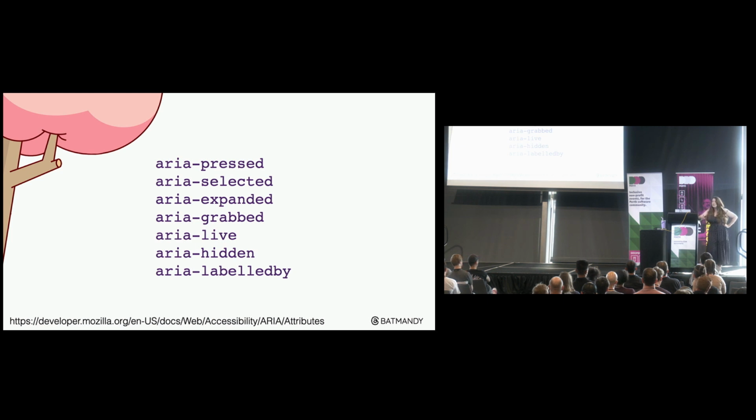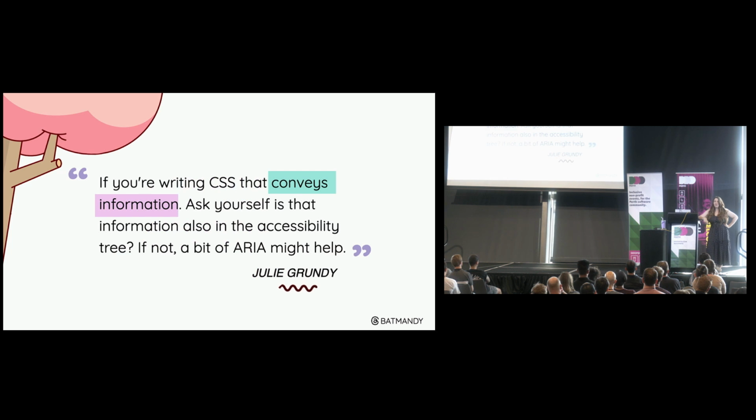But to be honest, unfortunately, I would need a whole separate talk to go through everything with ARIA attributes. So instead, I'm going to give you some advice from Perth's local amazing accessibility expert, Julie Grundy, who is sitting at the back there, so hopefully you can clap for her later. She said, this is a great quote: if you're writing CSS and JavaScript that conveys information, ask yourself, is that information also in the accessibility tree? If not, a bit of ARIA might help. And that's a good way to think about it.